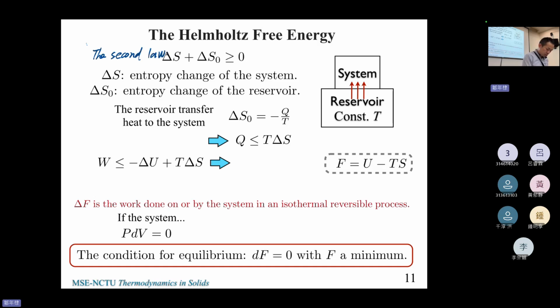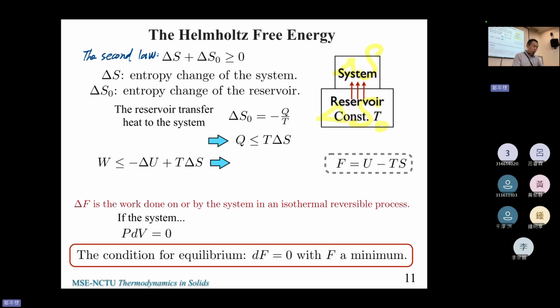Okay, the second law is here: delta S plus delta S naught is greater than or equal to 0. You can imagine that we have a system, and we have a reservoir. The reservoir is like a big water tank, so it has constant temperature. This is delta S, and this is delta S naught.